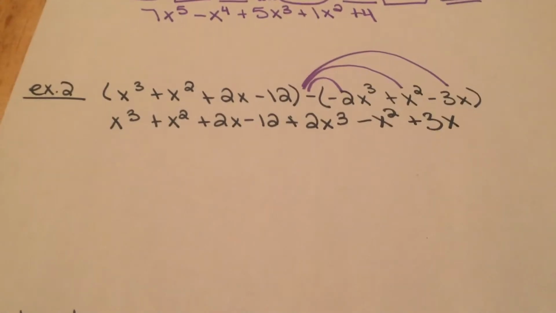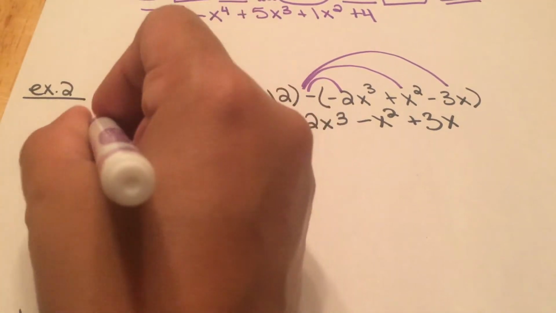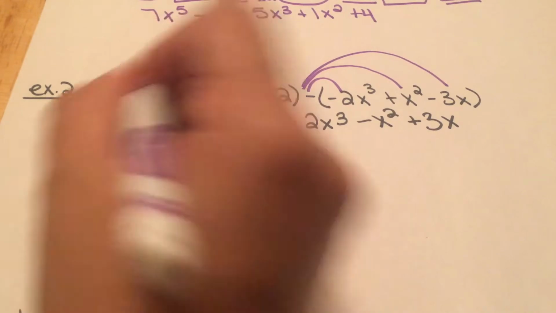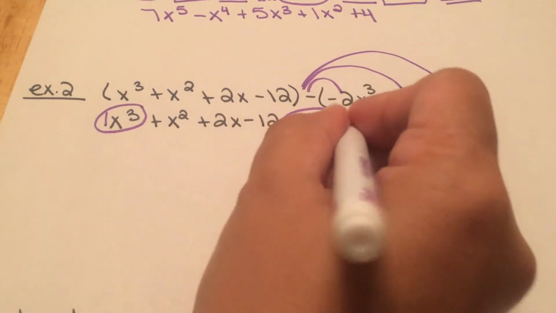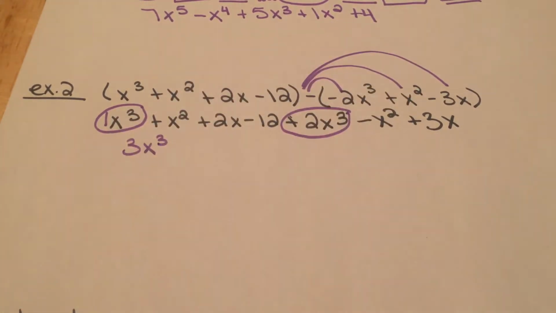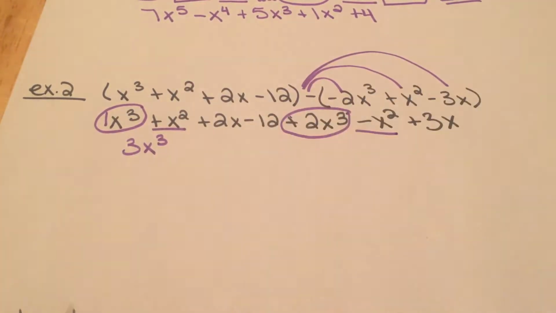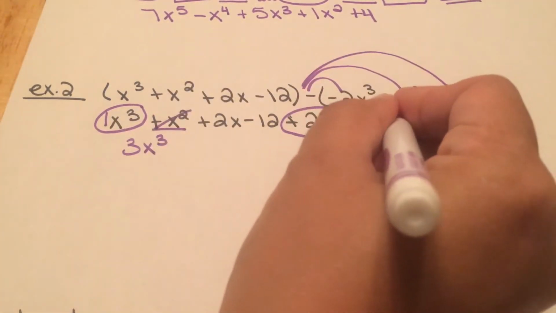Now that we've done our first step of distributing that negative, we can go ahead and combine our like terms. So let's go ahead and do that. My largest exponent here is x cubed, so I know that this is going to be a 1x cubed plus 2x cubed, which will give us a 3x cubed. Then we look, we have a positive x squared and a negative x squared. Well, those x squareds are going to cancel each other out.